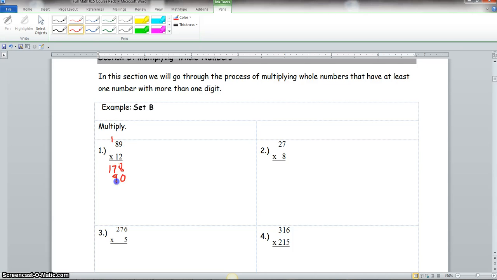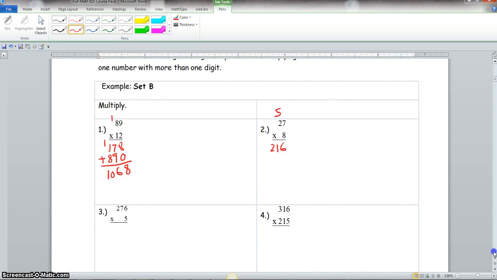1 times 9 is 9, and 1 times 8 is 8. Now we add this. 8 plus 0 is 8. 9 plus 7 is 16. Carry a 1. 8 plus 1 is 9, plus 1 is 10. So this is 1068. Now we come to number 2. We take 8 times 7, which is 56. We carry our 5. 8 times 2 is 16, plus 5 is 21. So our answer here is 216.